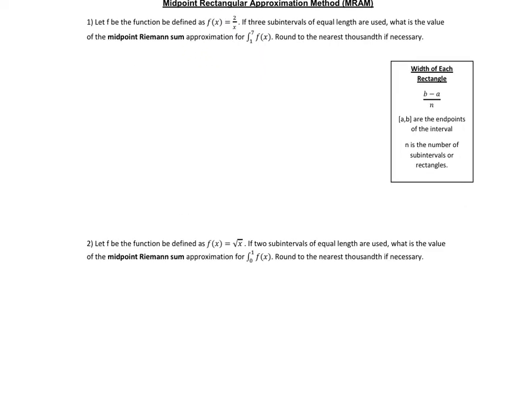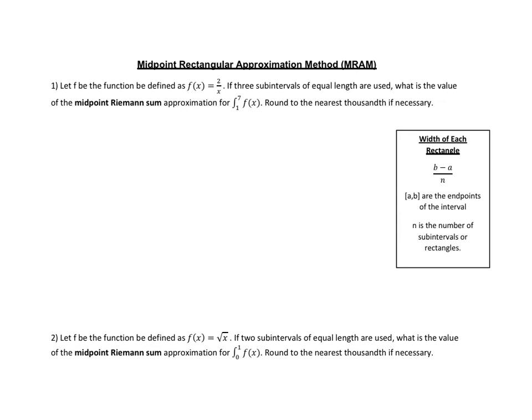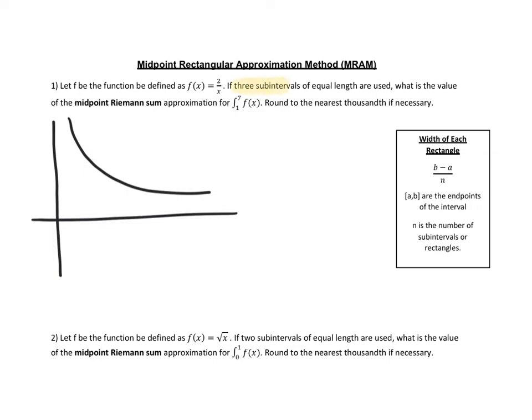Again, same exact problem as we've been doing these past couple of days. So I'd like you to draw another picture. We have the example f of x equals 2 over x. Same situation, and this time, still the same concept, I want 3 subintervals over the interval from 1 to 7.